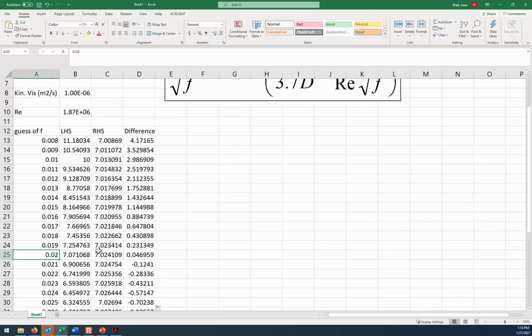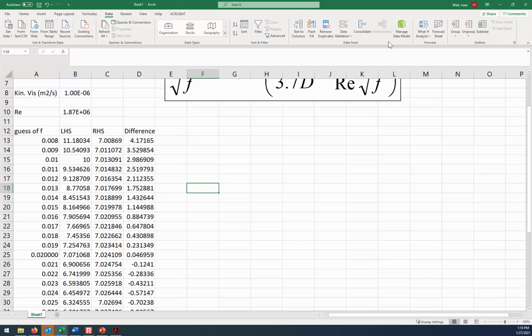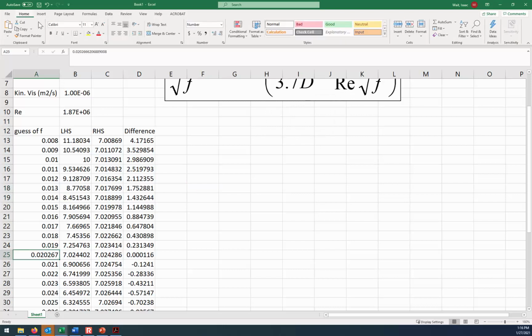And we can get even closer than that by doing a goal seek. If our goal is for the difference to be 0, let's try this. Let's say data, what if analysis, goal seek, and then our goal is to set the difference to a value of 0 by changing this guess of the f value, and that'll fine tune that little extra amount to find the exact perfect f value that applies in this situation.